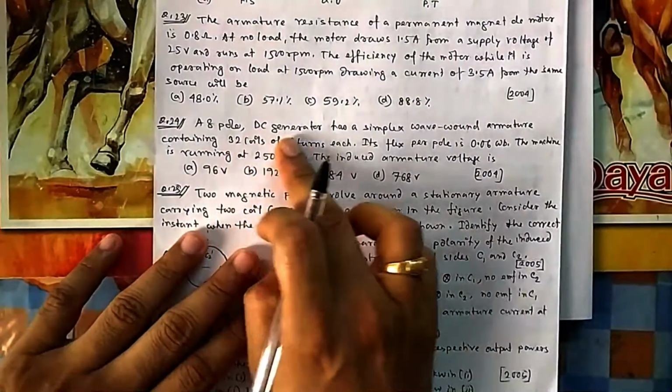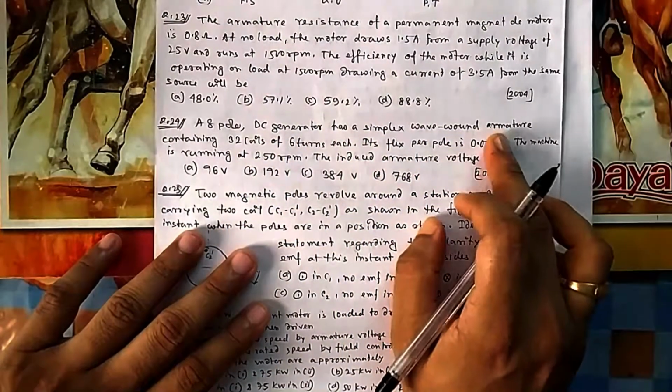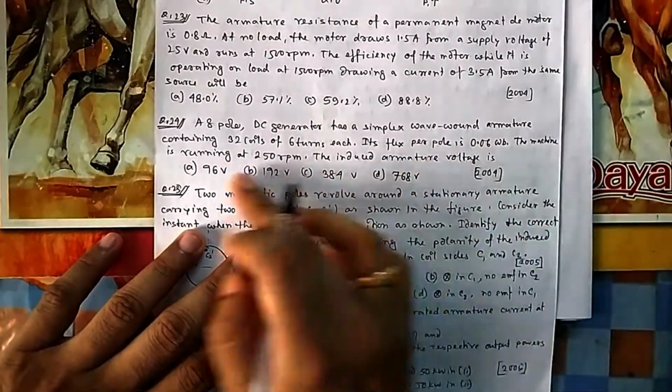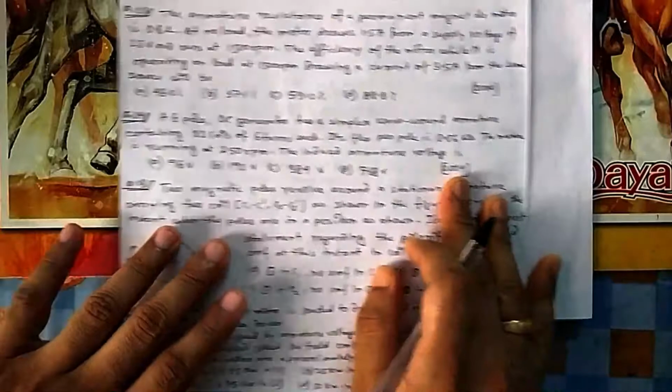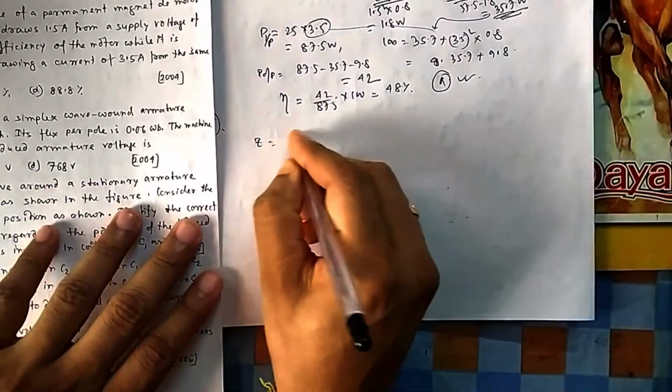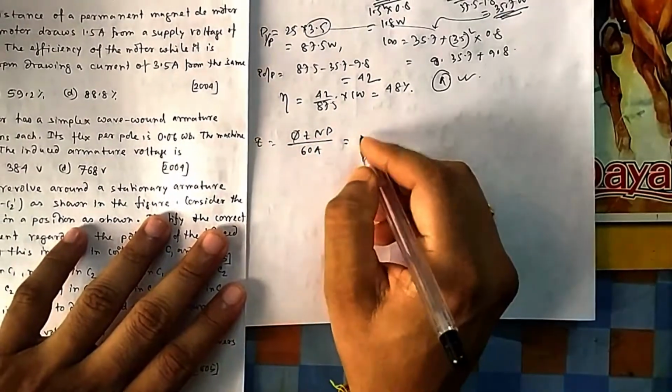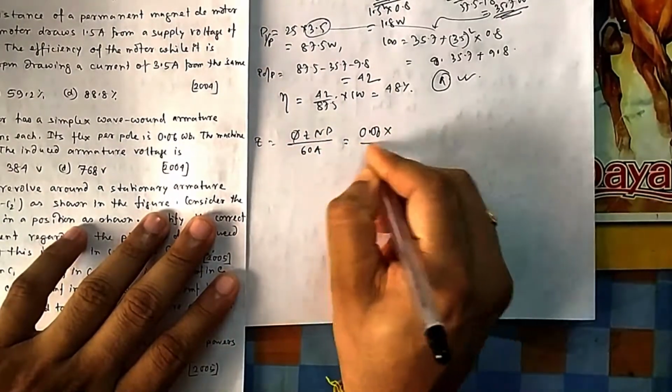A 8-pole DC generator has a simplex wave wound armature containing 32 coils, 6 turns. The flux per pole is this much. Machine is running at this much. The induced armature voltage: so E is equal to phi Z P by 60A. So you can put all these values. What is phi? Phi is 0.06. What is Z? Z is number of conductors.